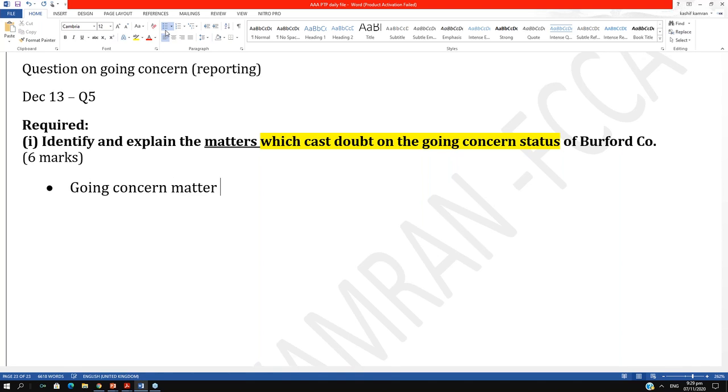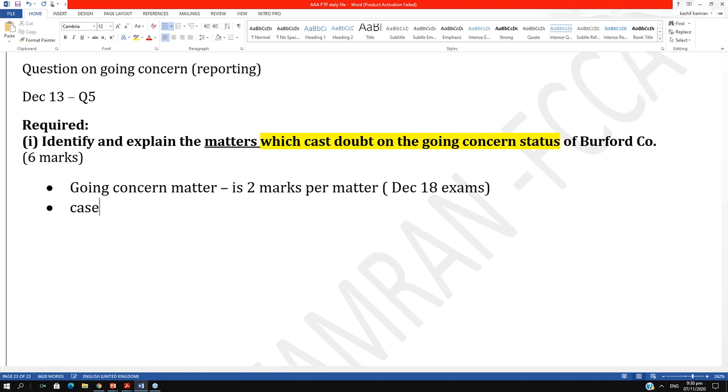which you will identify from the case, is 2 marks per matter. This marking scheme was changed from December 18 exams, the most recent paper we have on going concern. So the examiner changed the marking scheme to 2 marks. So if in the December 2020 exams the examiner asks you to write going concern matters, how many marks will you get per going concern matter? 2. So every going concern matter is worth 2 marks.